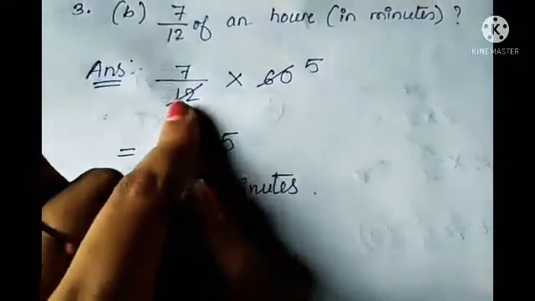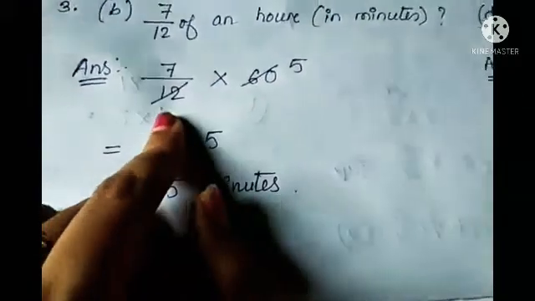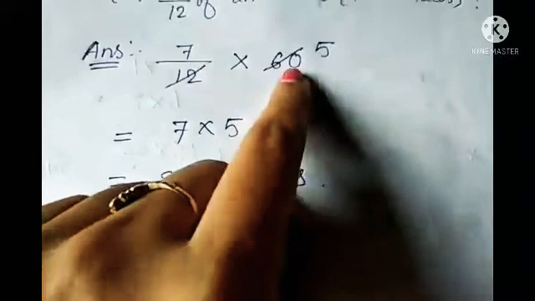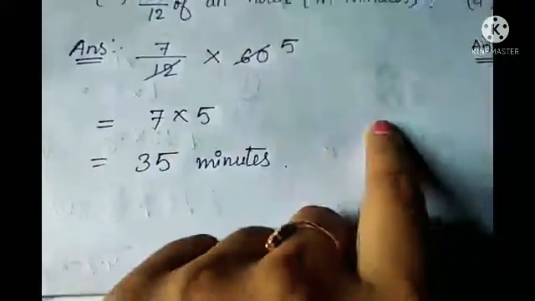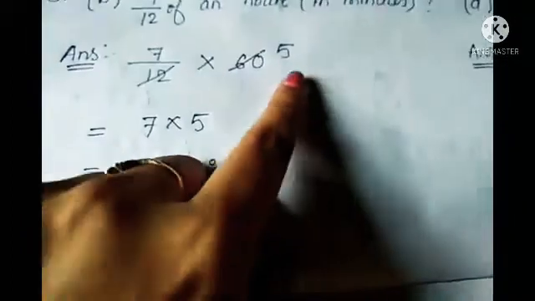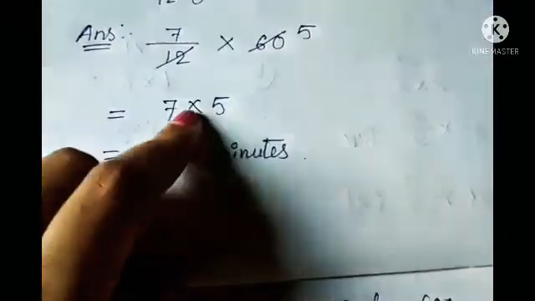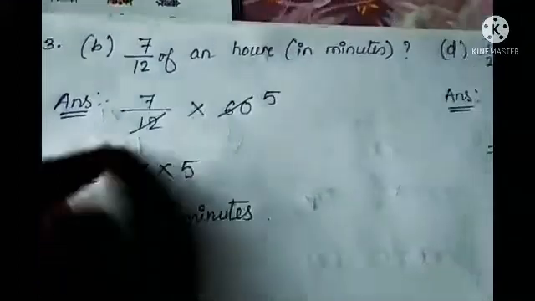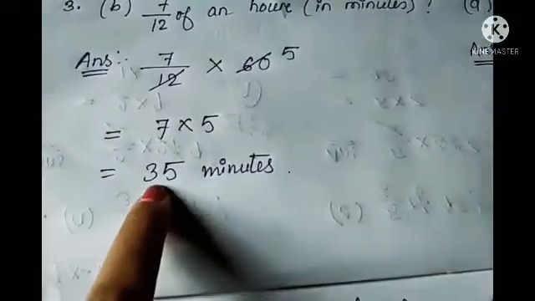So you know that if we divide 60 by 12, we will get 5. Okay, 12 fives are 60. Students, if you find difficulty by cutting in this way, you can also divide on the right hand side of your copy. You have to divide 60 by 12, right? So if you do that, you will get 5, because 12 fives are 60. Then 5 is remaining because they all cancel out, and 7 and 5 are remaining. So 7 fives are 35. So 7 by 12 of an hour will be 35 minutes.